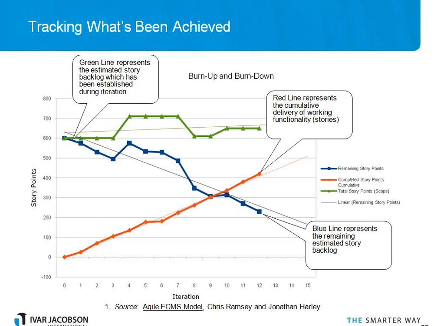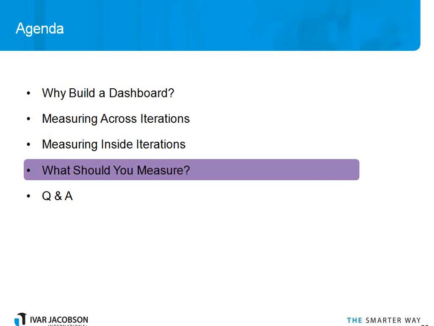There's lots of other things you can measure inside an iteration, things like test coverage, but they're not really trending. They're just sort of, all right, we've done lots of testing now, this is what's going on. Okay, so we've seen quite a few measures now. So what should we actually measure? What would be a good place to start?